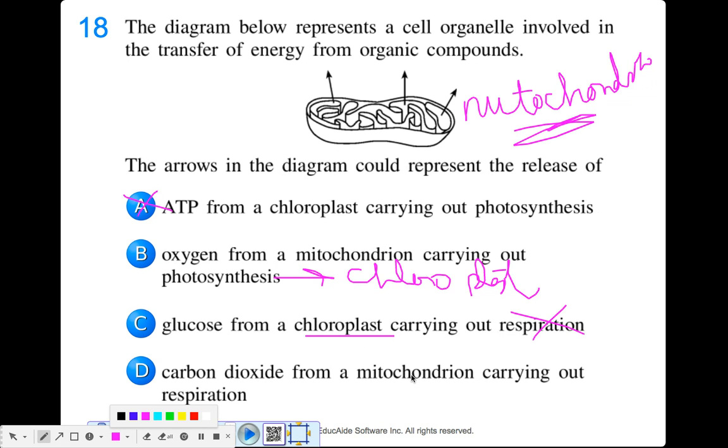Carbon dioxide from a mitochondria carrying out respiration. All right, well, we know mitochondria carry out respiration. Those match. And is carbon dioxide a product of that? Yep, glucose plus oxygen produces carbon dioxide and water and ATP. So all of that makes sense. You're going to choose D for that answer.